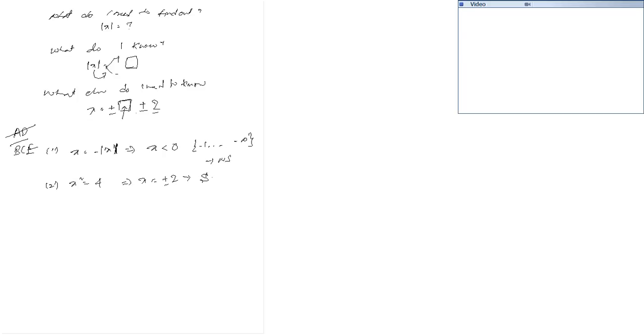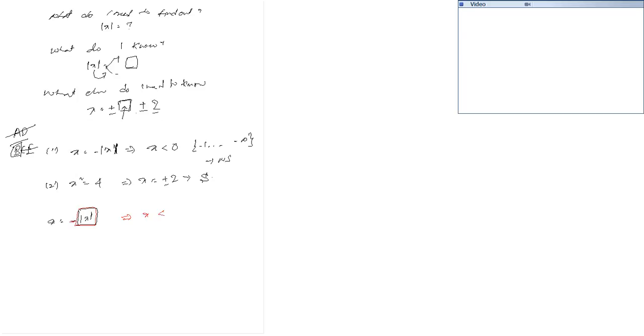Nice question. This is a mistake we make on GMAT. We didn't understand the first statement. How does it become a negative value? If it says x is equal to minus mod x, now mod x is always positive. This portion is always positive, and I have a negative sign in front of it, which means x should always be negative. It implies x has to be less than 0.